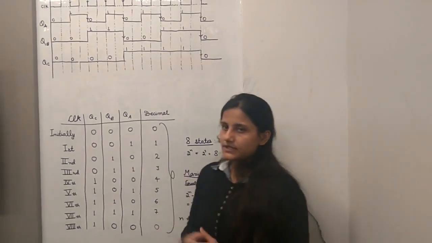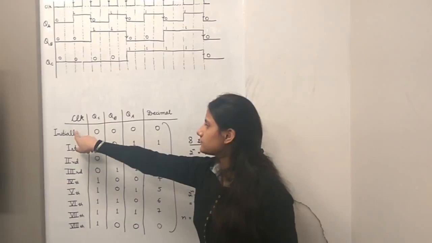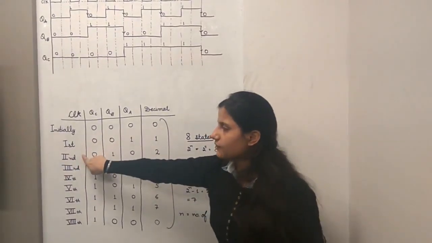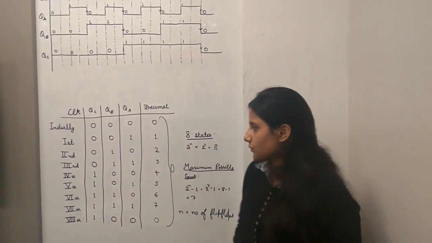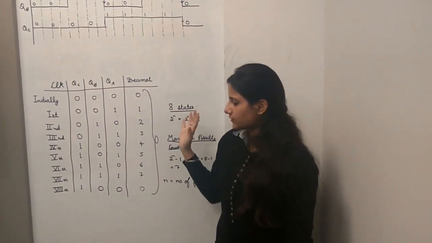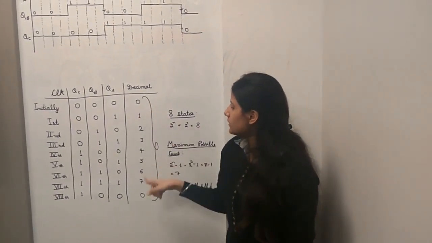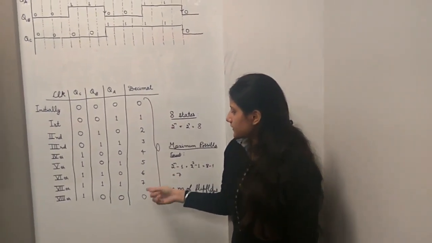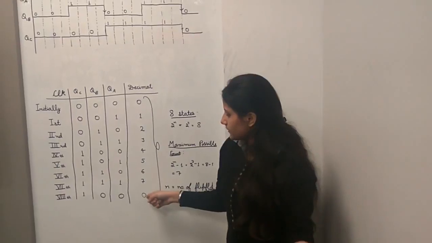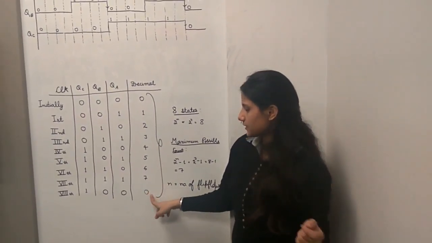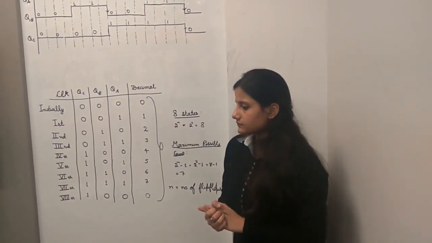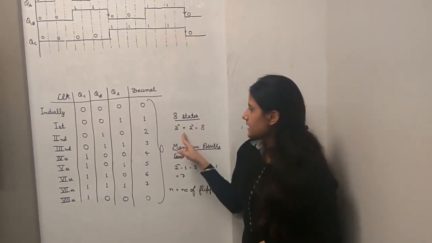Now I will make a simple table, and in this table initially we have the initial condition when the clock is just applied, then first falling edge, second falling edge, and so on. Now you can see we start counting from 0 and end up at 7, and it goes again to 0. And here we can see the maximum number of states is 8.